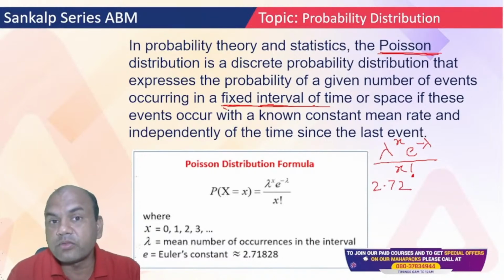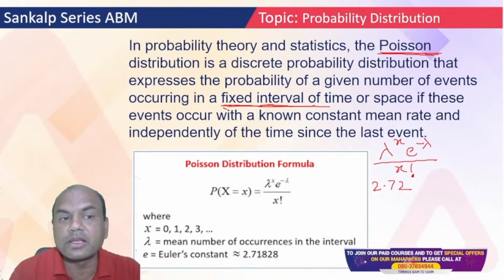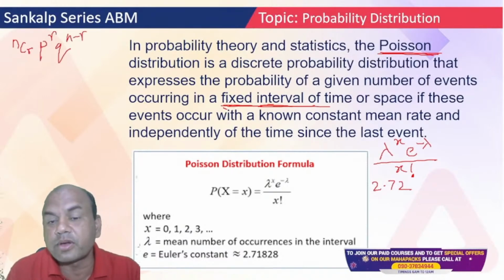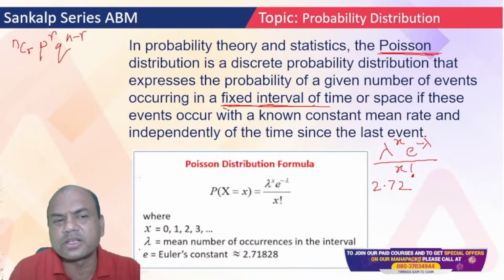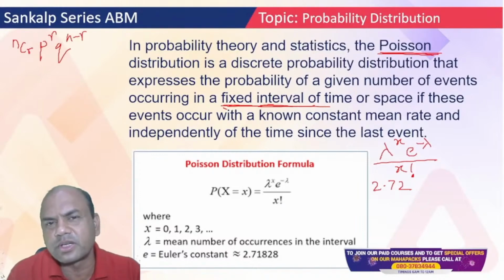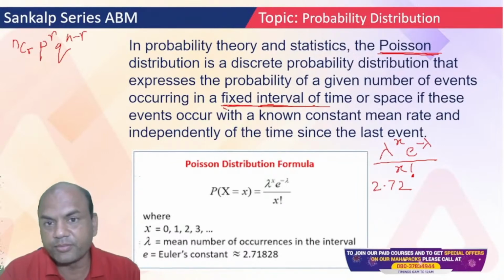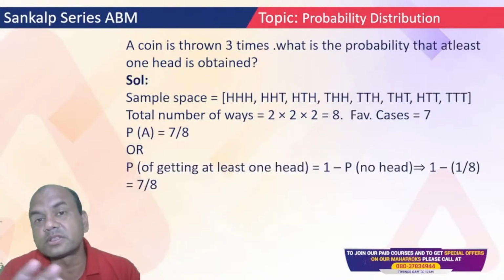So binomial formula, what is the formula for binomial? nCr, p raised to r, q raised to n minus r, right? What is the formula for this Poisson? Lambda raised to x, or r you can call it. Some books call it r, some books call it s, one and the same thing. Lambda raised to r, e raised to minus lambda, upon r factorial. Okay, what is r or x? It is what is asked in the exam. Okay, so that was the theory part. Now we'll solve some numericals.